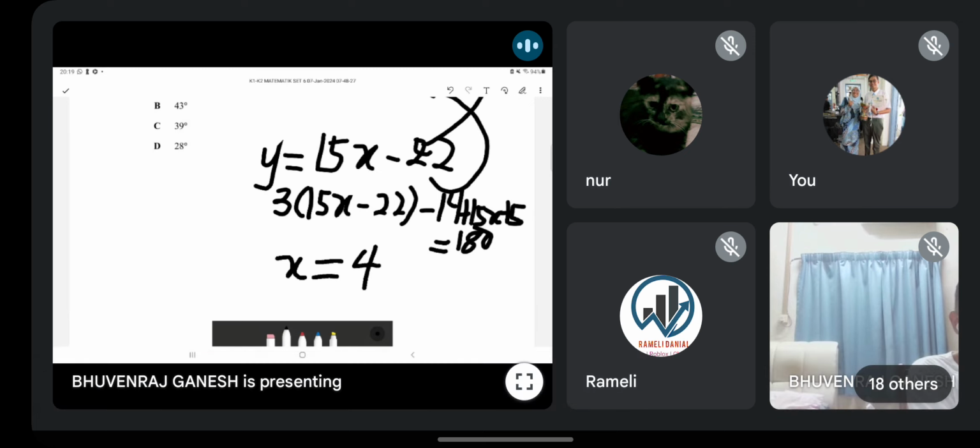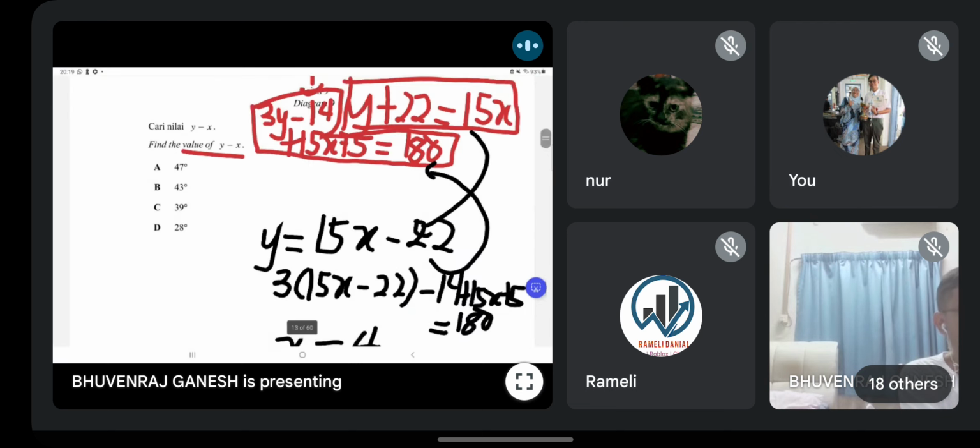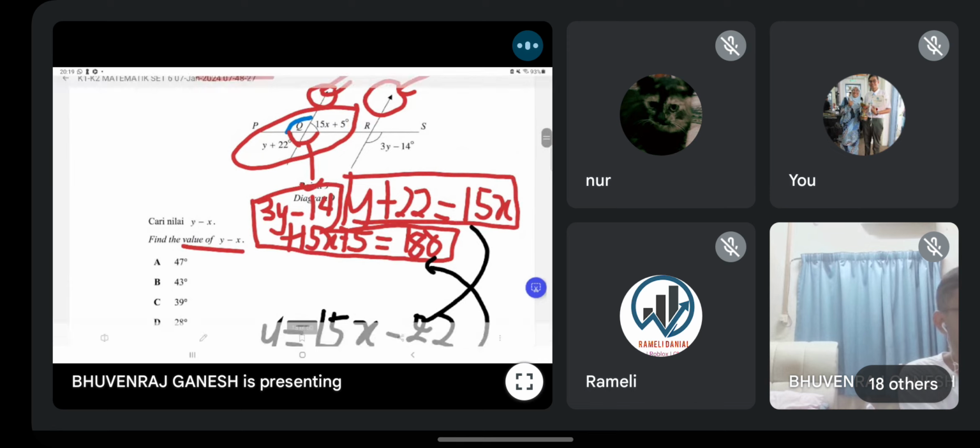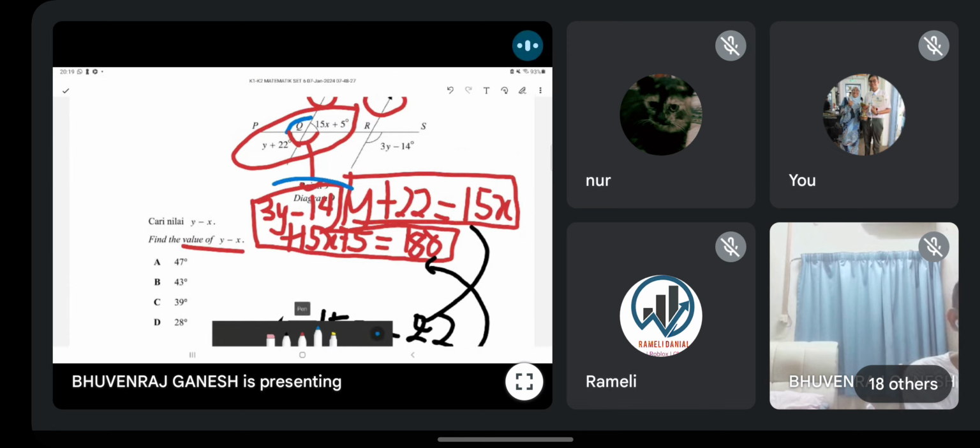Let me see. Which one? You can substitute inside the top equation, this one, over here. You substitute x equals 4 inside this equation, then you will get the answer. Okay, final answer you should get is 39. Okay, y minus x, guys, remember, not y, not x. Mereka nak tahu nilai y tolak x, not only y and x. Okay, so you must do correctly.